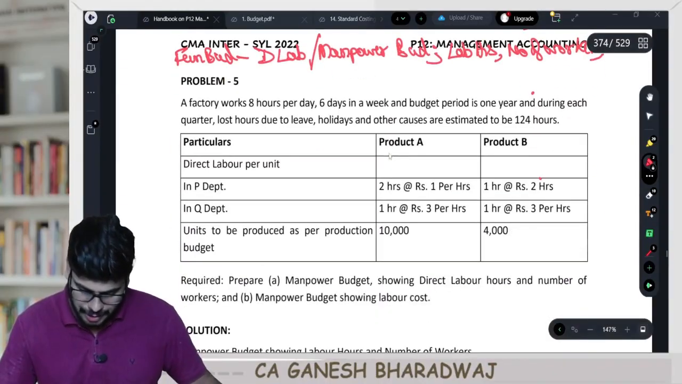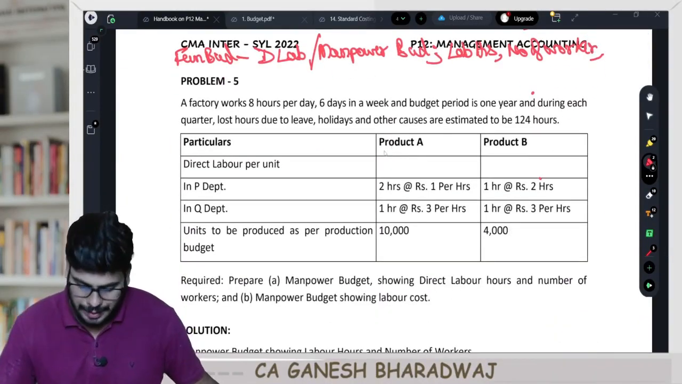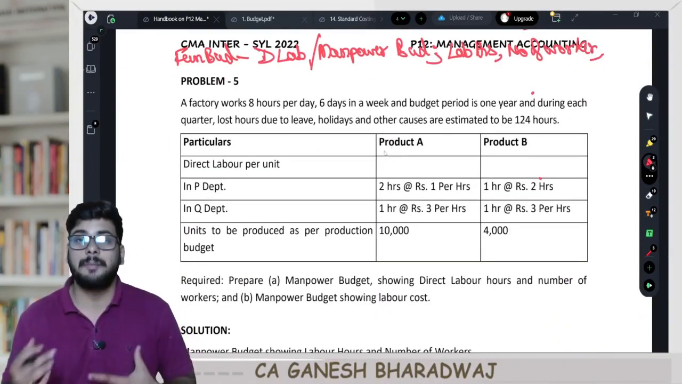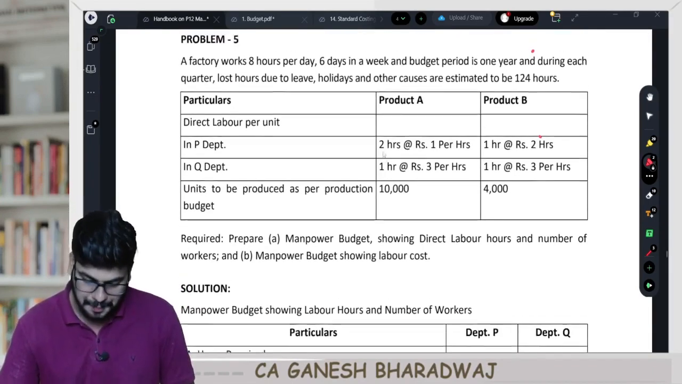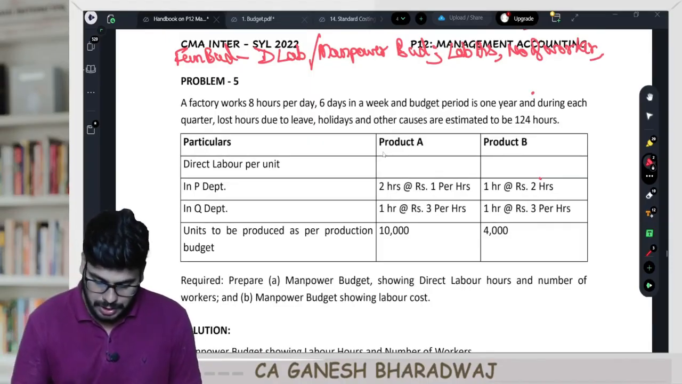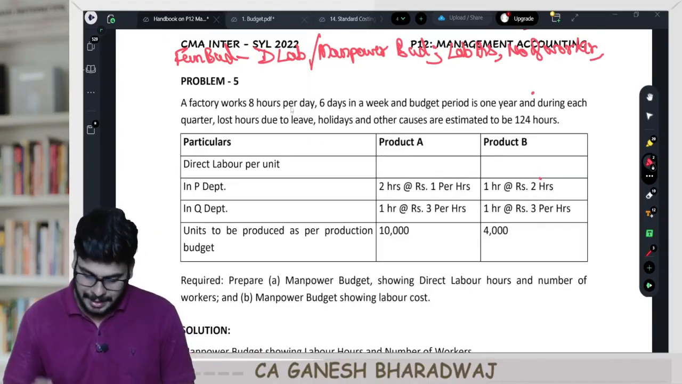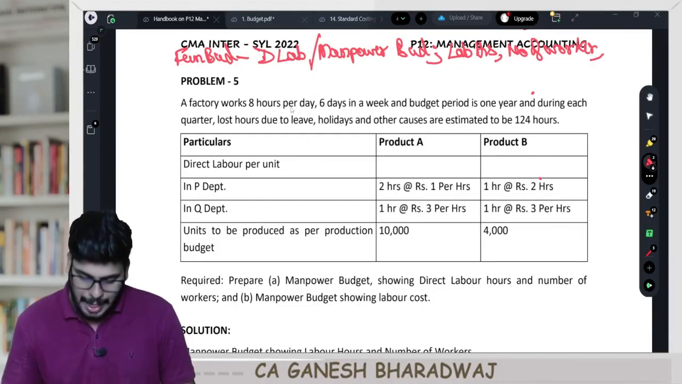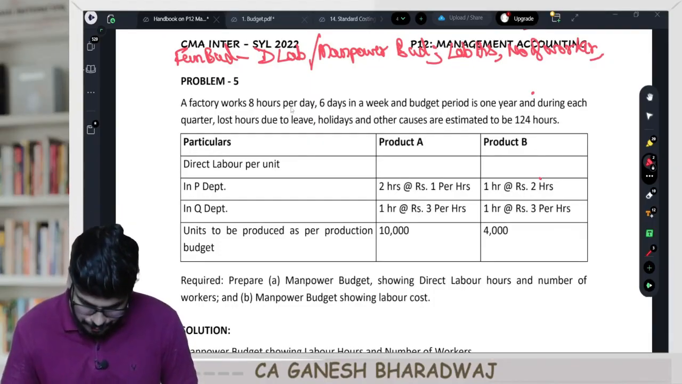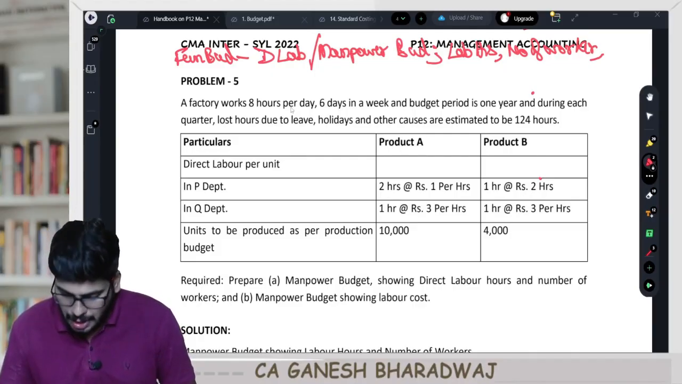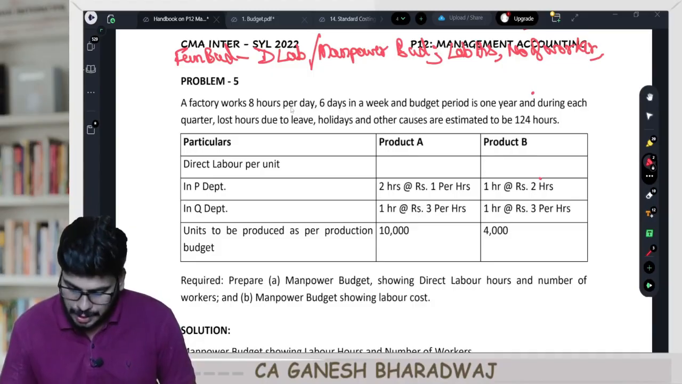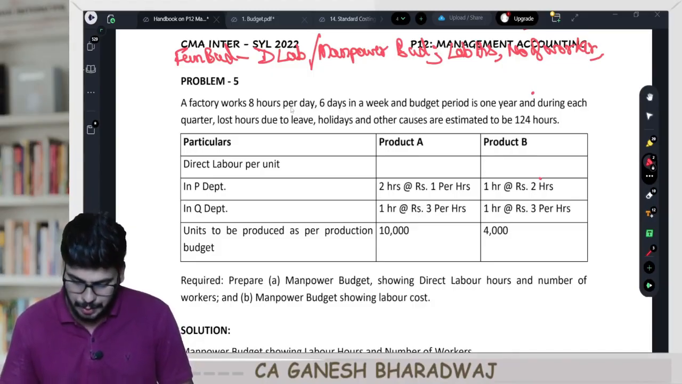Now let's move on to the next question, right? So this question is regarding what? Your manpower or your direct labor budget. Now let me just quickly walk you through this. A factory works 8 hours per day, 6 days a week, and the budget period is 1 year. And during each quarter, the lost hours due to leave, holidays, and other causes are estimated to be 124 hours. Clear with this, guys? This is what they have given.